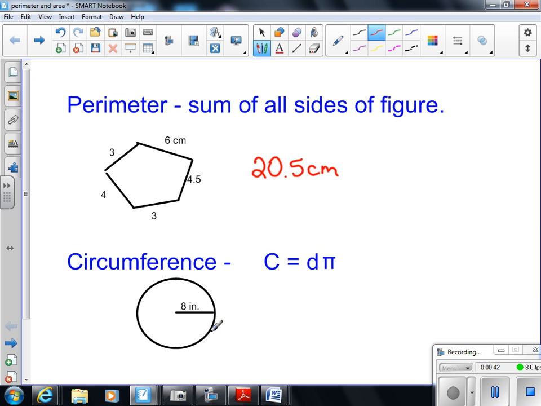Now the path around for a circle, which we've already talked about, is called the circumference. And to find that path, you take the diameter times pi. Now in this case, our diameter is not given to you. What is our diameter? Our diameter is 16. So I'd take 16 times 3.14. And what would you come up with? 50 and 24 hundredths, and it would be just plain old inches.